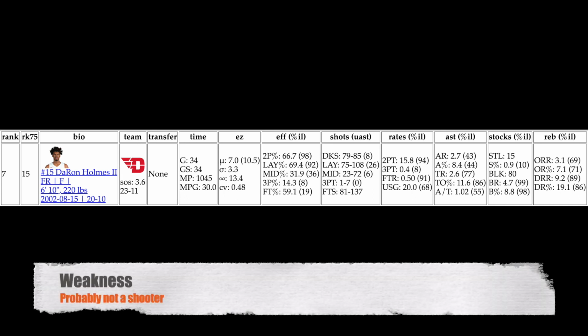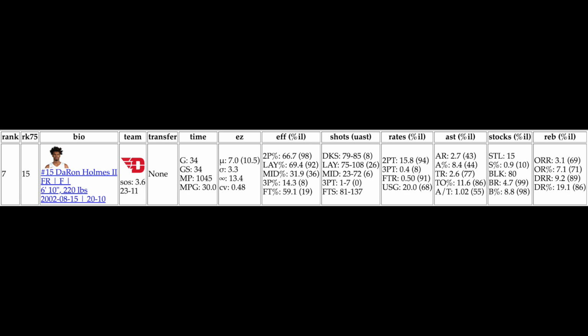In terms of shooting, I'm not super optimistic for his three-point spacing potential, although obviously there's some chance he improves here. He shot under 60% from the free throw line on a fairly large sample of 137 attempts. He only attempted 7 threes and made just one, and he shot 32% from mid-range on 72 attempts. On the plus side, however, he did shoot nearly 70% on layups, which isn't bad.